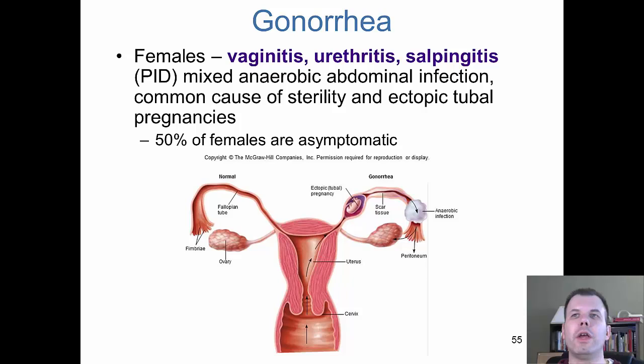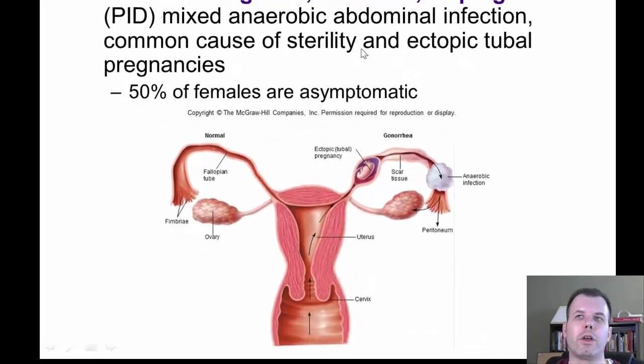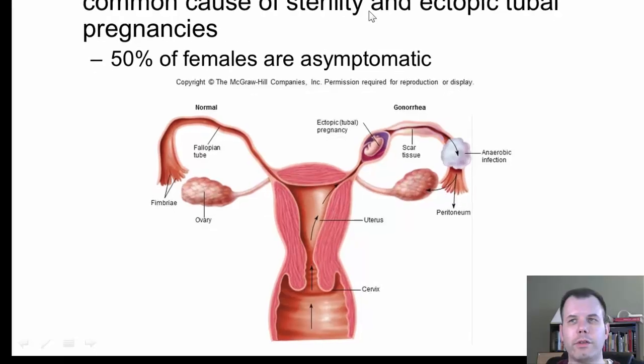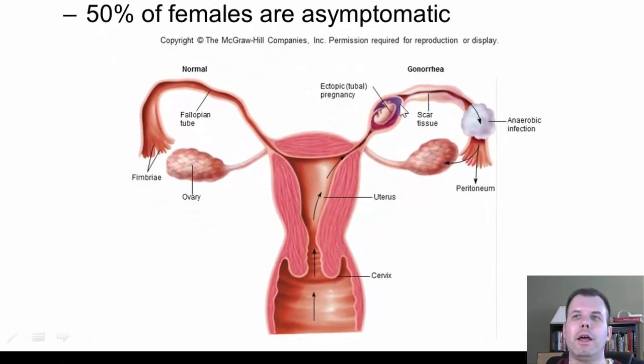Now, in females, you can get a number of diseases, including vaginitis and urethritis. It can also cause a mixed aerobic abdominal infection and can cause sterility and ectopic pregnancies, which means that the embryo implants in the fallopian tube and starts to grow there.